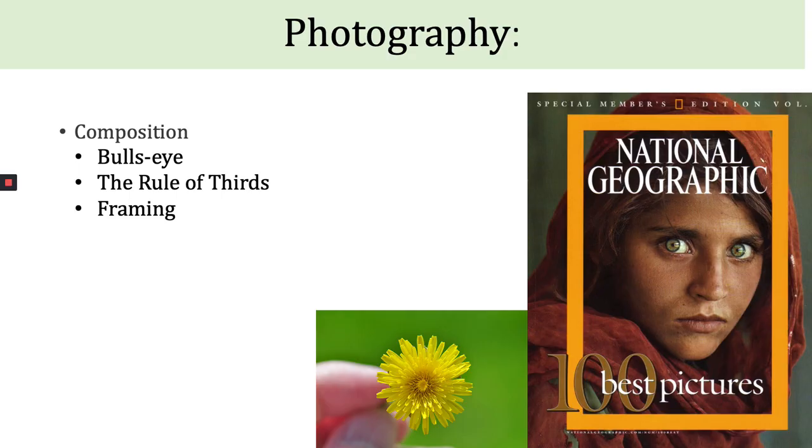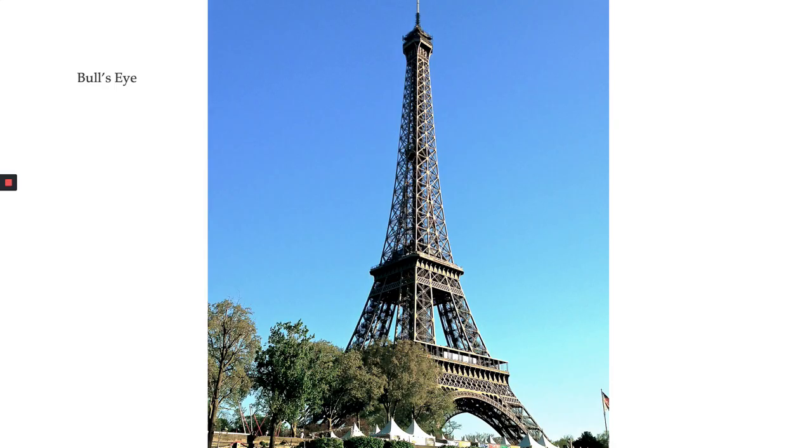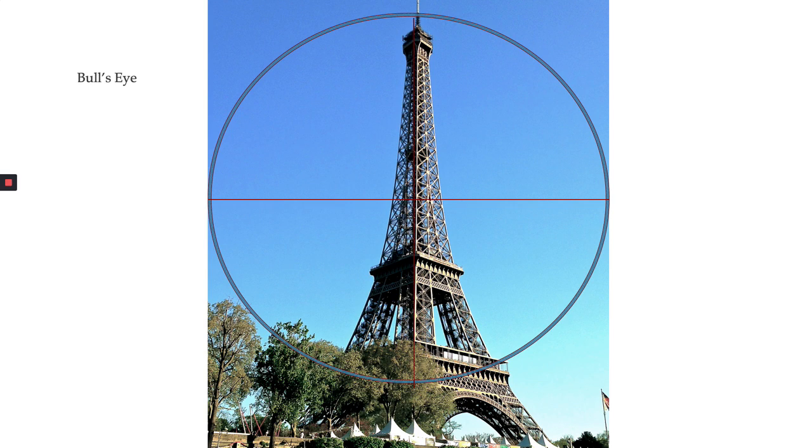I also want you to think about where you're placing things in relationship to one another. I want to go over the bullseye, the rule of thirds, and thinking about framing for them. A bullseye generally just means that you're putting the camera at the very center of the image. This is like if you were creating crosshairs or looking through a sniper rifle or something. This is putting the most important thing at the very center.